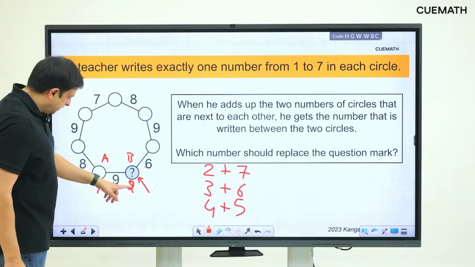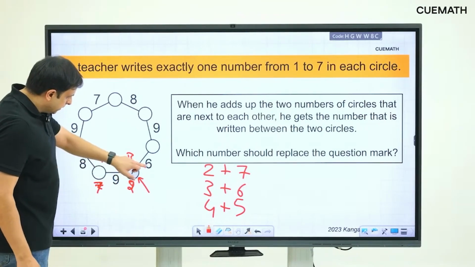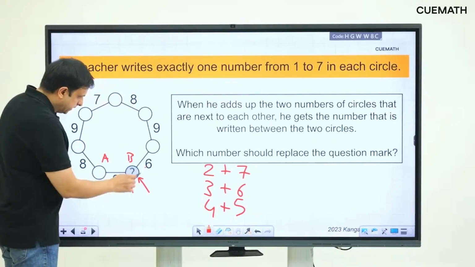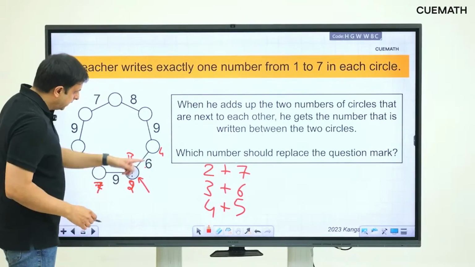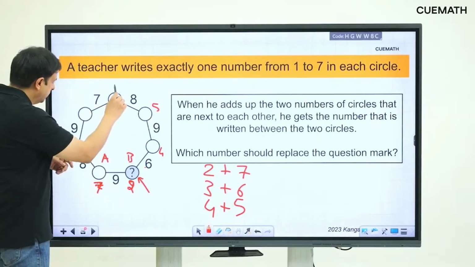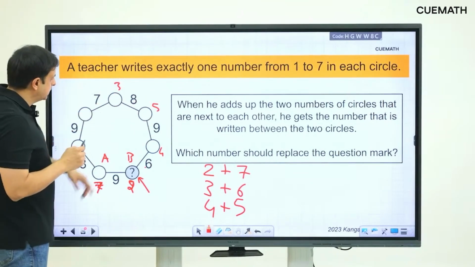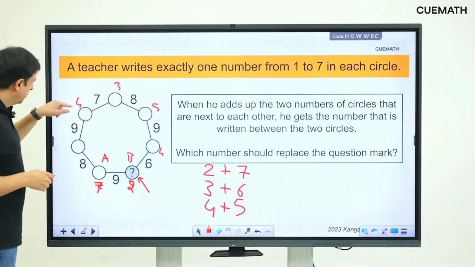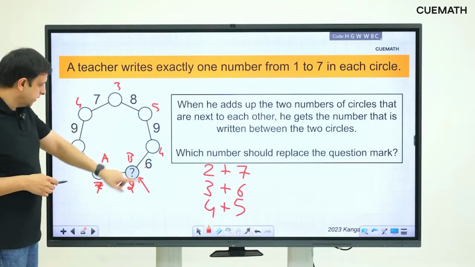Then this 2 means that because I need a sum of 6 here, this should have a 4 here, and then this should have a 5 here, and then this should have a 3 here because 3 and 5 is 8, and then this should have a 4 here, but 4 has already been used here.